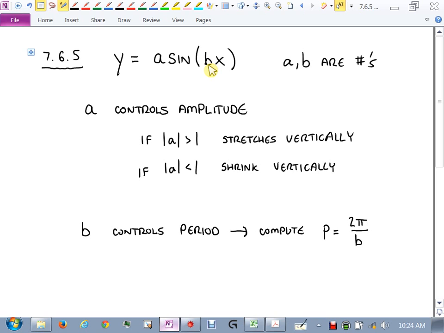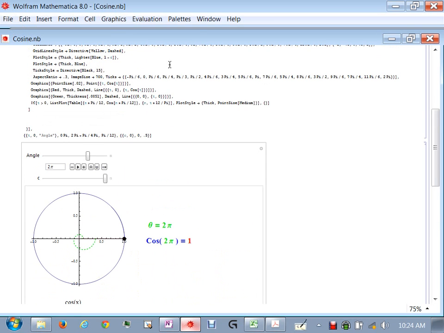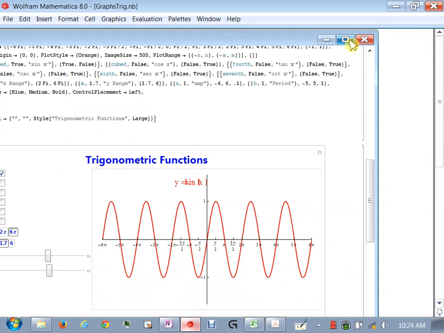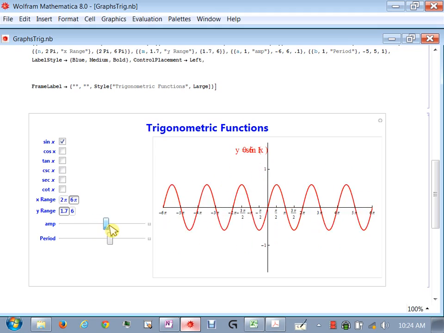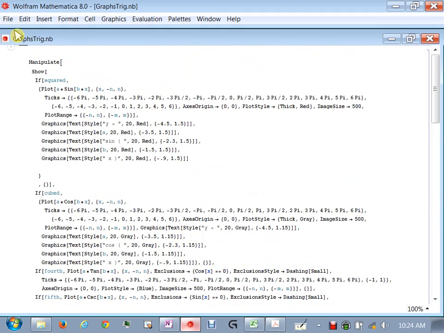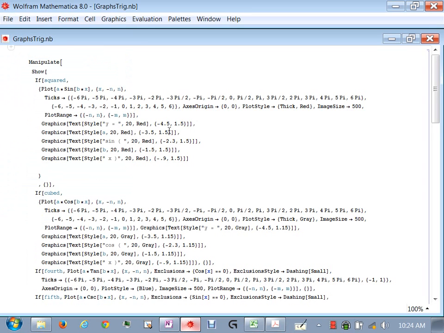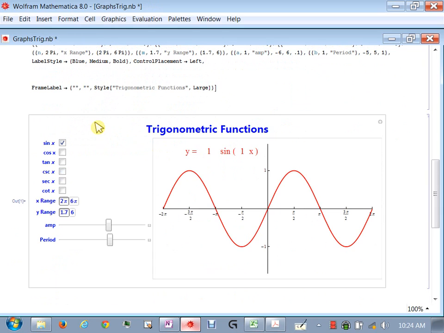Now, if we change those, it's going to change the picture. Okay? So here is, where's the one I had for that one? Close that out. What a mess. There we go. Okay. So take a look at this.